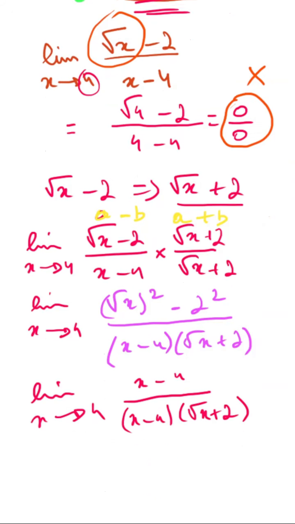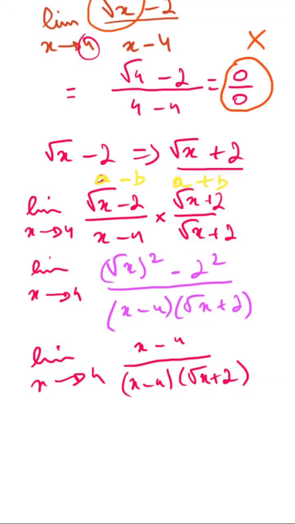So let's take a look at how we can do it. We can reduce x minus 4 by x minus 4, and we are left with the limit when x tends to 4 of 1 over square root of x plus 2.